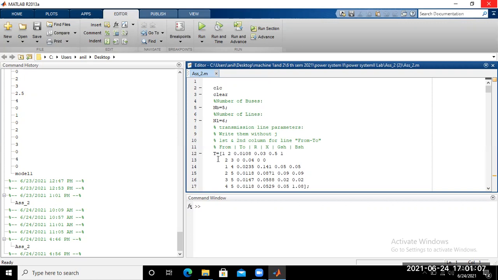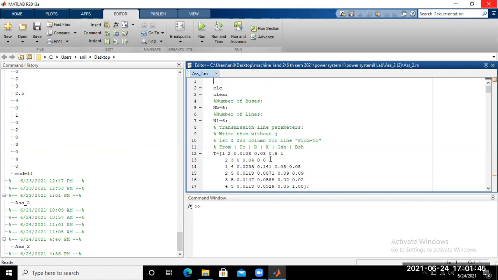Here T is the transmission line parameters. That means you start from bus number 1 to bus number 2. So T equals, started from here, from bus number 1 to bus number 2, and the resistance value, suppose, is 0.0108 and the reactance value is 0.03.